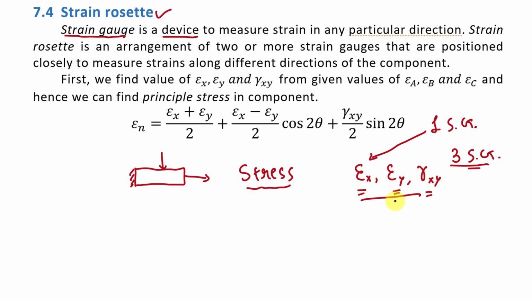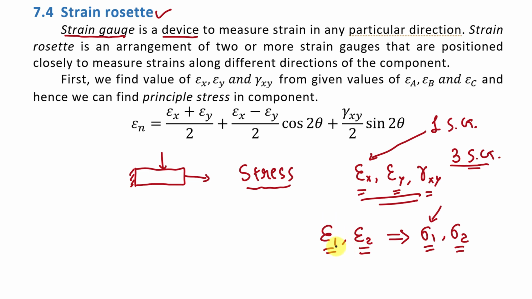And once we have these values, we can find epsilon 1 and epsilon 2, that is the value of maximum principal strain and minimum principal strain. And if we have the value of epsilon 1 and epsilon 2, then we can find the value of sigma 1 and sigma 2, that is the maximum value of principal stress and minimum value of principal stress. So ultimately we can find the value of stress in this body practically. Fine. And here we find the value of maximum principal stress and minimum principal stress because for brittle material this maximum principal stress is responsible for the fracture of the body. Fine. So ultimately our aim is to find sigma 1.